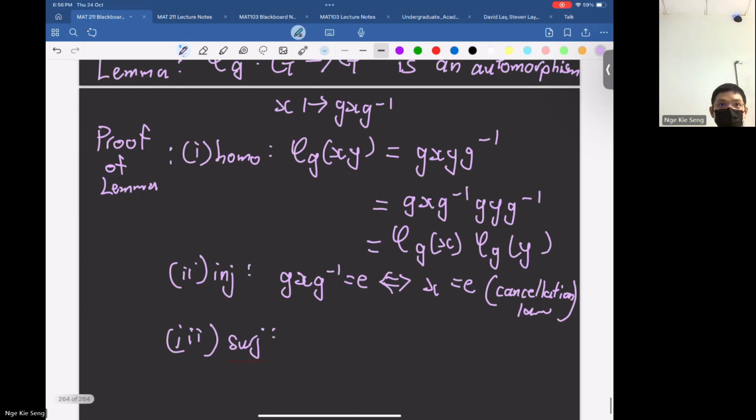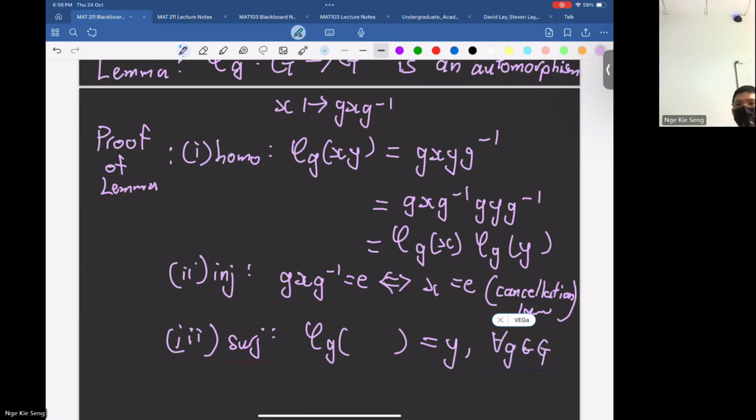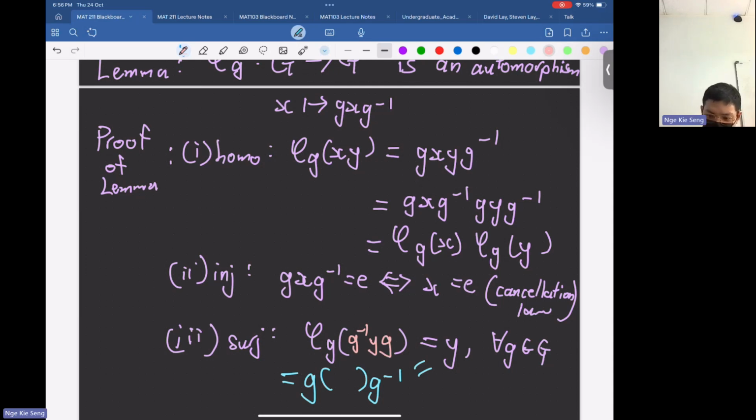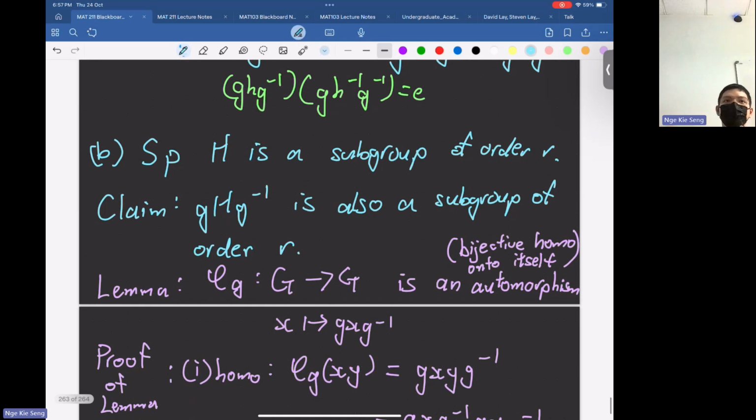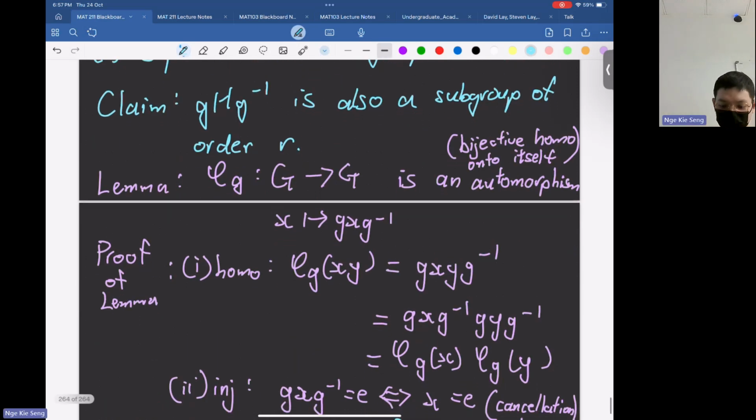Surjective is what? Who gets sent to Y, for all Y in G? Think about it. What needs to be put between g and g inverse so that you get Y? It's g inverse Y g. But the problem here is whether this guy lives in G or not. Does it live in G? Why? g inverse exists in G, and G is closed under multiplication. So what? We have a bijection between these two groups, meaning these two sets have the same number of elements. Once we have a bijection, they have the same order.